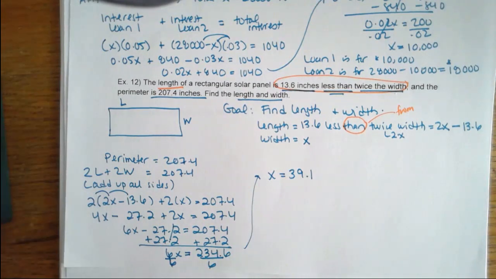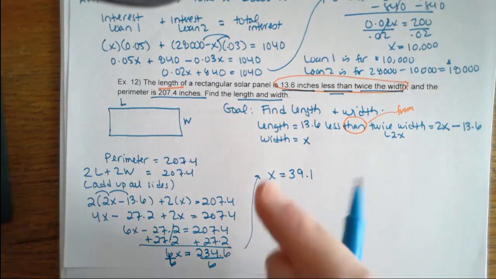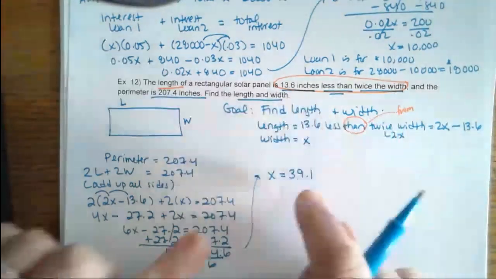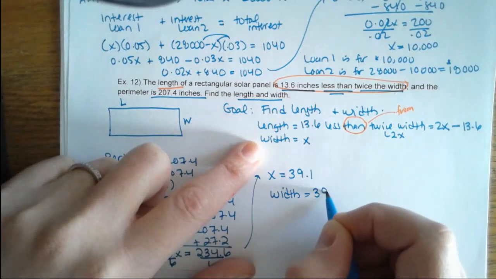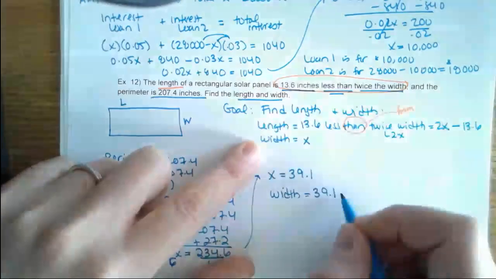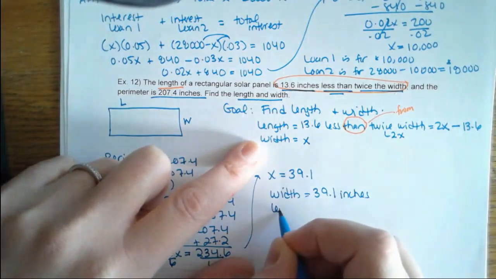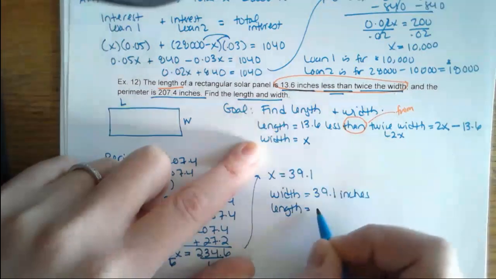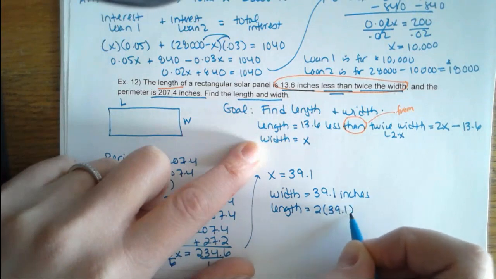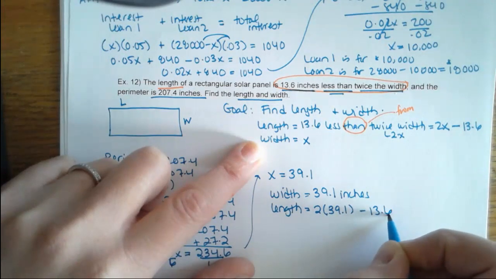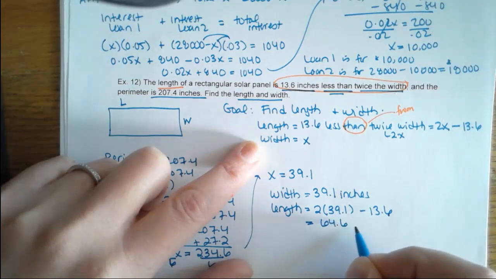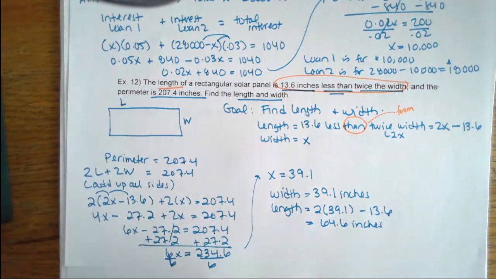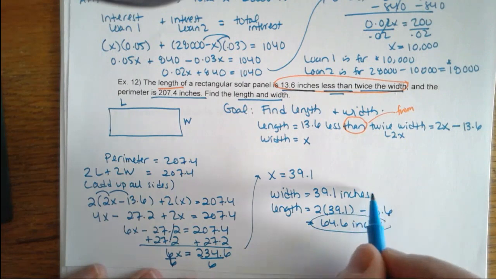And again, don't forget to go back and remember to actually write a sentence here, right? They don't want to know what x is. They want to know the length and the width. So x was our width here. So our width is 39.1. And this was all in inches. So inches. And then our length was twice the width minus 13.6. So if I do this part out here, then I get 64.6 inches as that value. So there are my 2 parts.